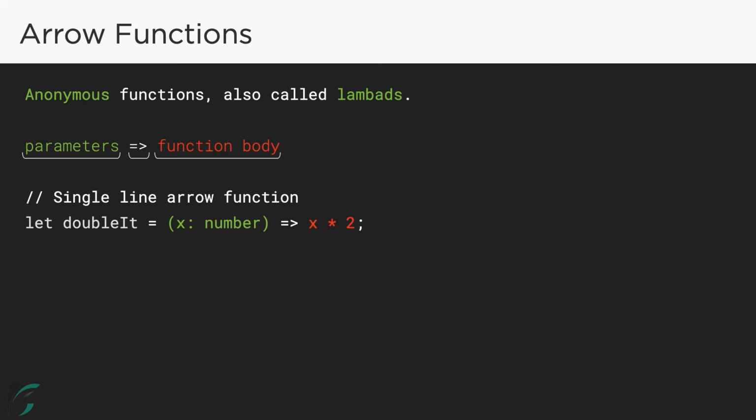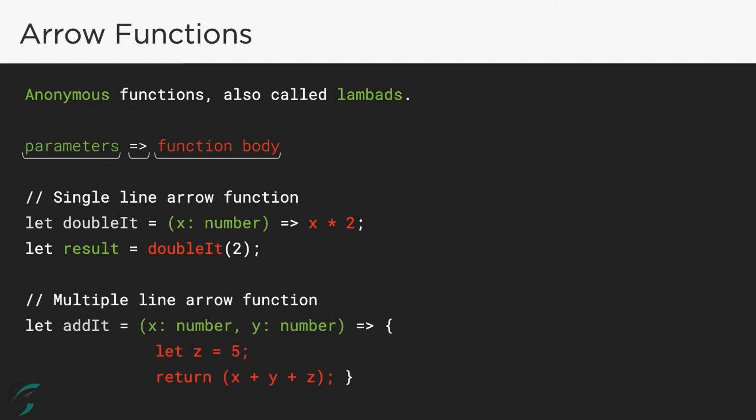The arrow functions like this with single line of body have implicit return statement. The result of x multiplied by 2 will be returned from the arrow function. And we can now call this function by using the name of the variable to which the function is assigned, followed by a pair of parentheses and a parameter. Here, the number type.